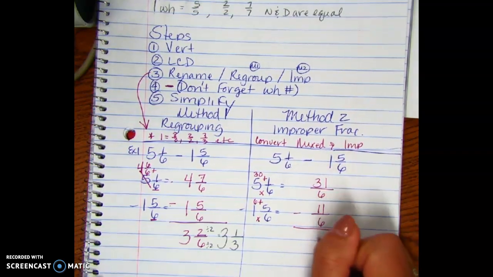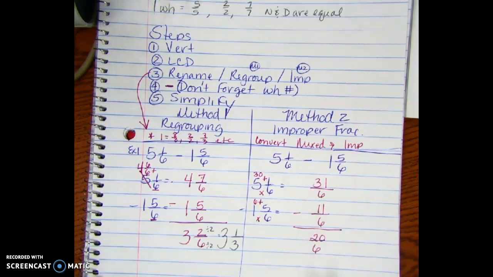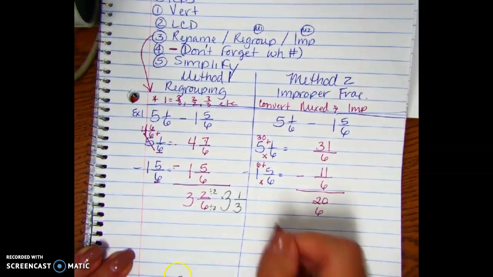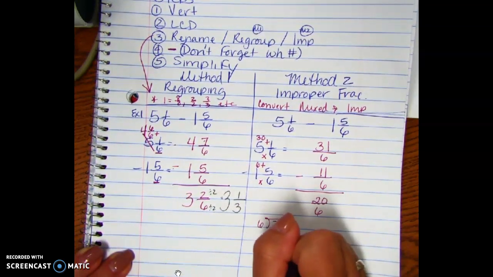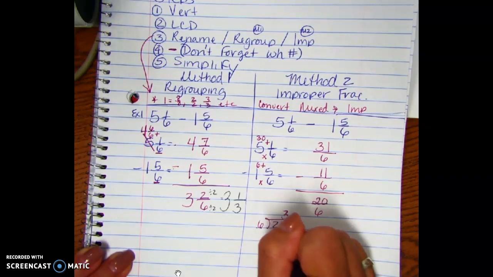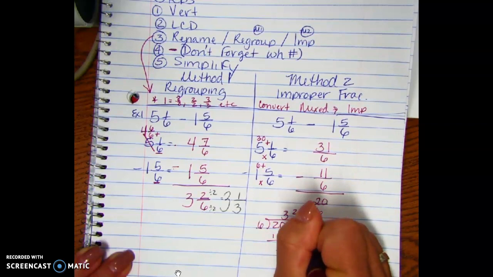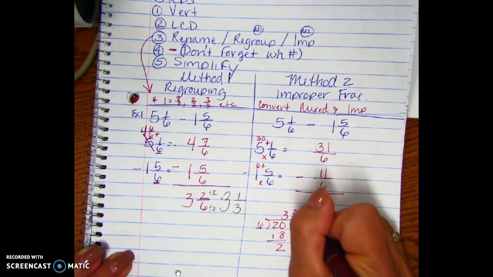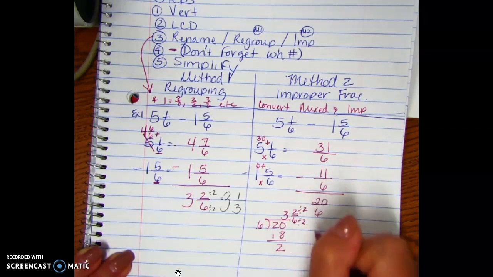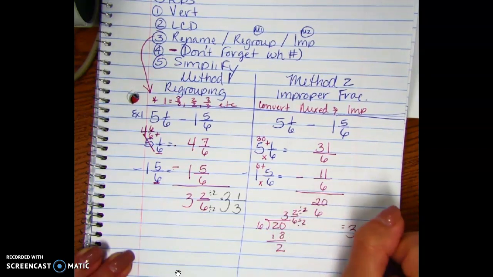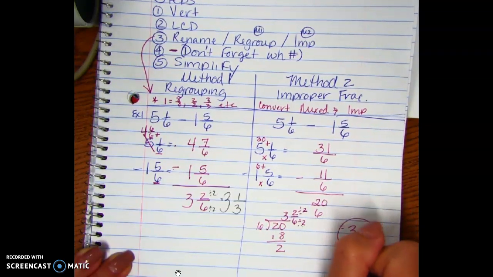So 31 minus 10 is 26. I do not leave any answers as an improper fraction, so I still have to simplify or convert. 6 goes into 20 3 times, and I end up with 3 2/6. This is not in the lowest terms, so I know I have to divide by the common factor, and it ends up being 3, and 2 divided by 2 is 1, 6 divided by 2 is 3, and it ends up being 3 1/3.